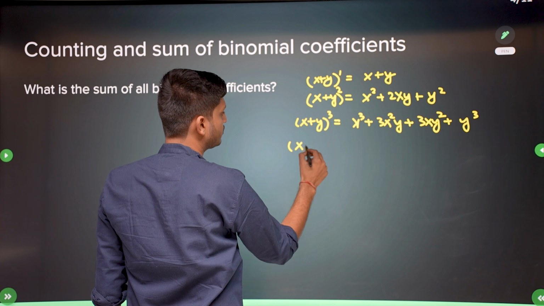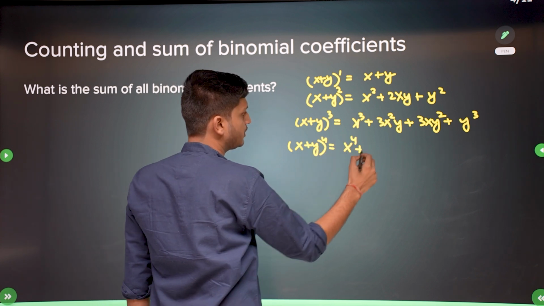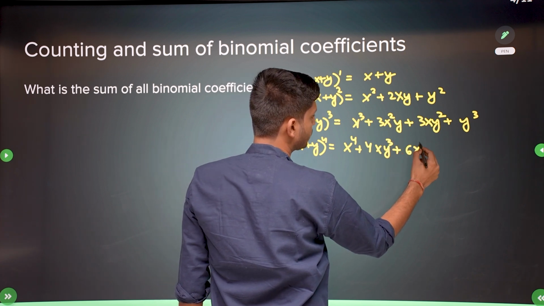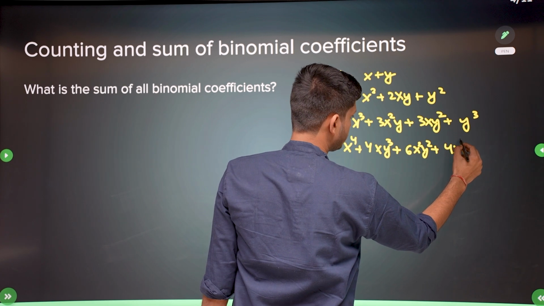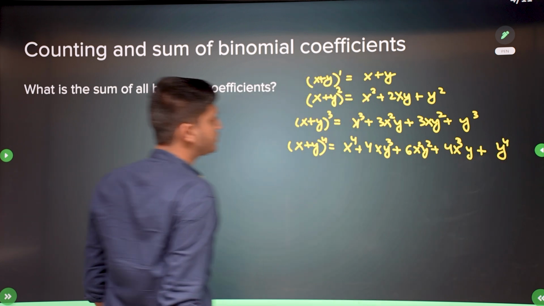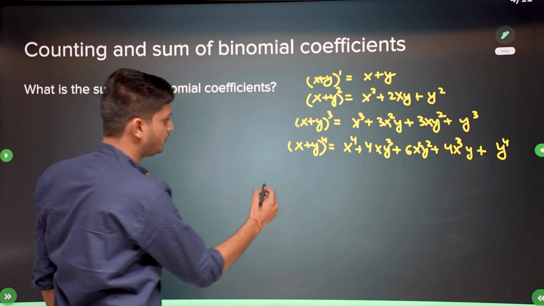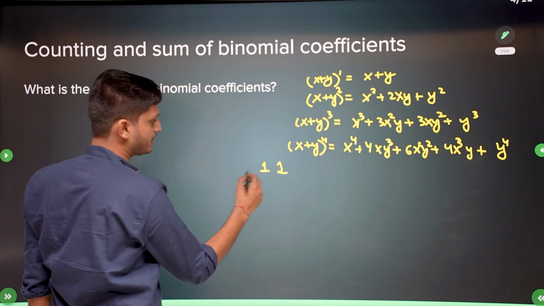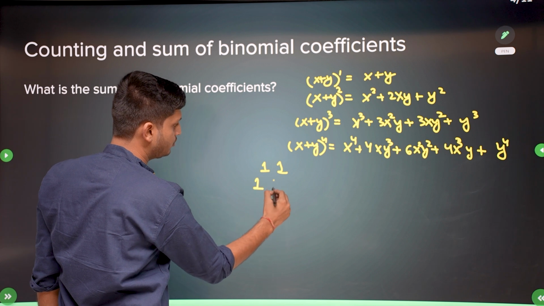Similarly, what is x plus y to the power 4? It is x to the power 4 plus 4x cube y plus 6x square y square plus 4xy cube plus y to the power 4. So if you see, we are actually creating a beautiful triangle here. And how is it created? If you just write the coefficients this way, for x plus y the coefficients are 1, 1. For x plus y whole square, the coefficients are 1, 2, 1.